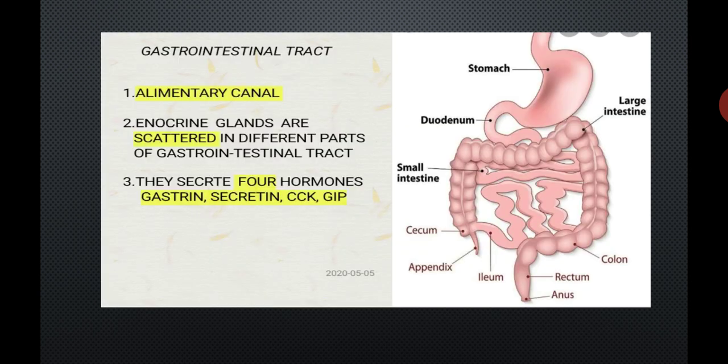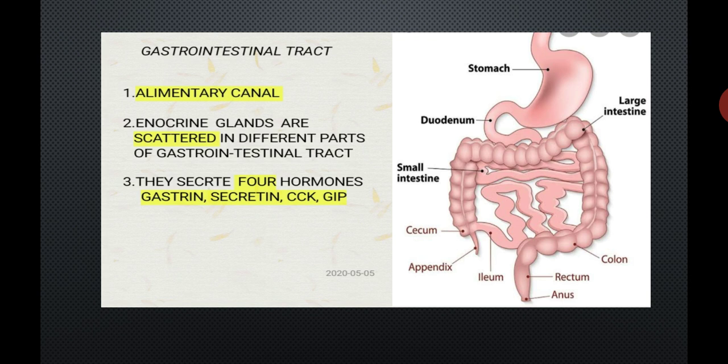Start with the second diffuse endocrine gland, that is the gastrointestinal tract. Gastrointestinal tract is also called the alimentary canal. So student, another word for the gastrointestinal tract is the alimentary canal. Into the alimentary canal, endocrine glands are present, but they are in a scattered form.